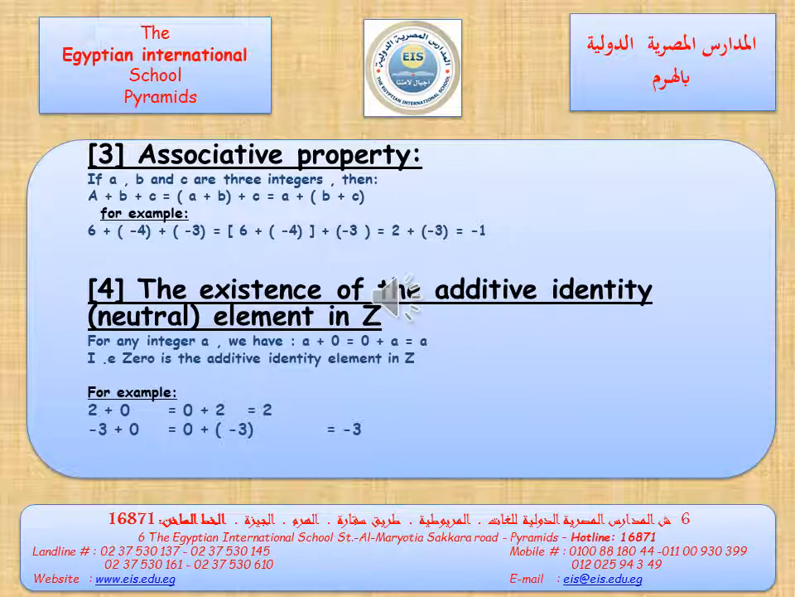Next, the remaining properties. The associative property. What is the meaning of associative? Associative works on 3 numbers. When I have 3 numbers that I want to add, I take the first two numbers and add them, like 2 plus 3 plus 5. 2 plus 3 equals what? 5. 5 plus 5 equals 10.